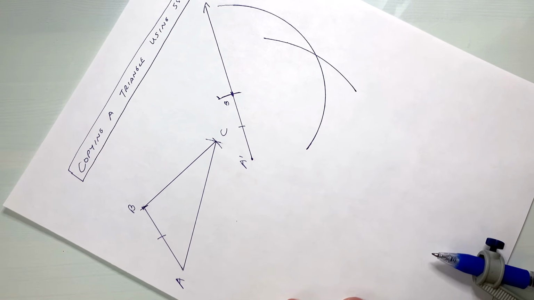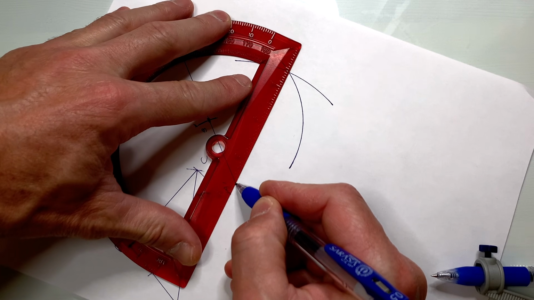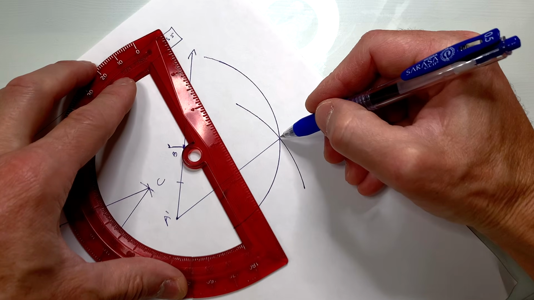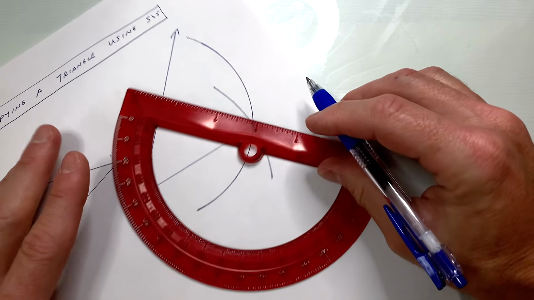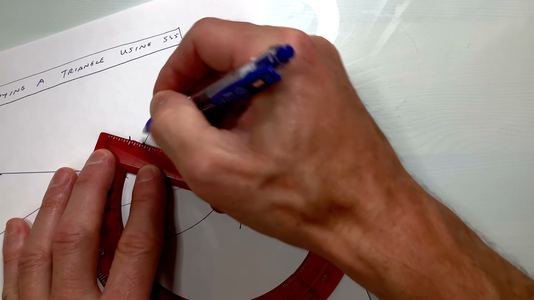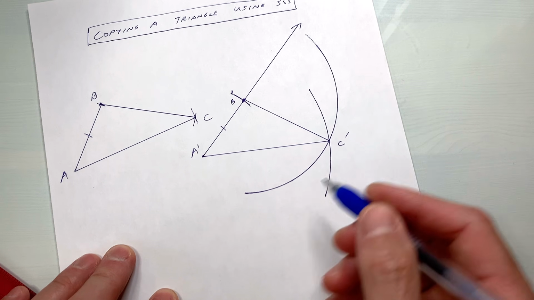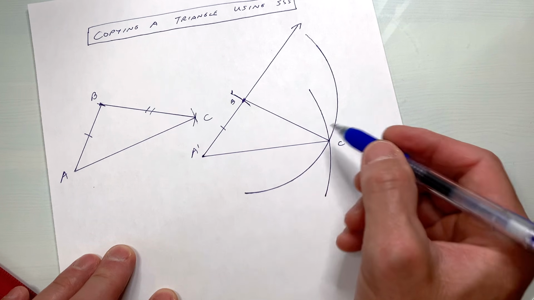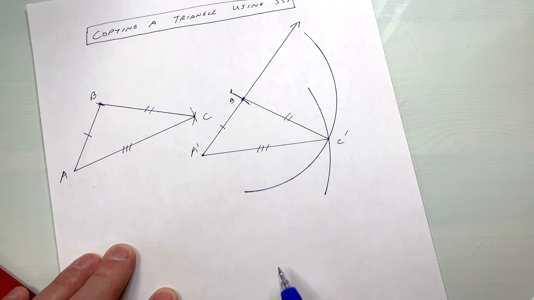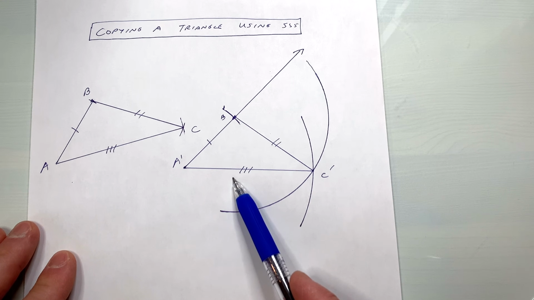So what we can do now is draw the other two sides of our triangle. So we've got from here to here, and also from here to here. And that's it. So you can see that this is the location of C prime. So you can see that BC and B prime C prime are congruent, AC and A prime C prime are congruent, and we proved the two triangles congruent by side, side, side.